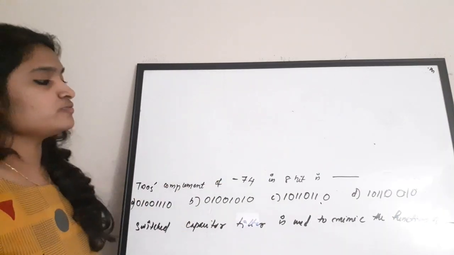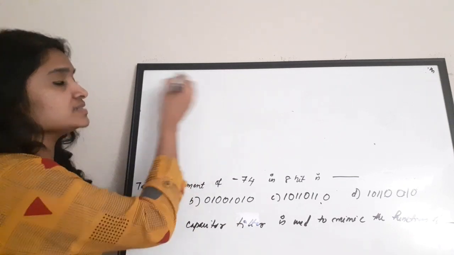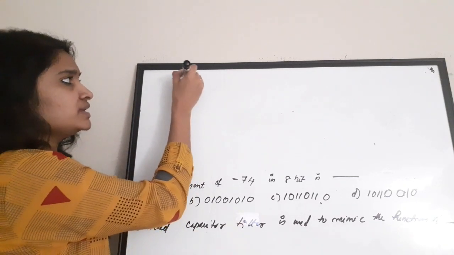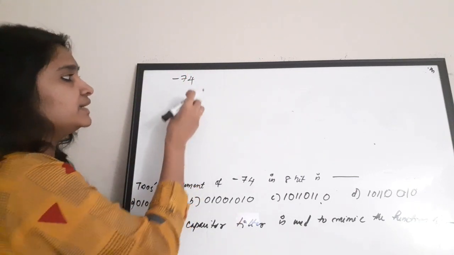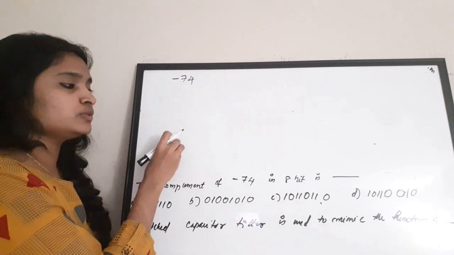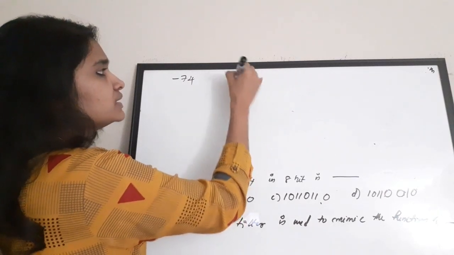What is the 2's complement of minus 74 in 8-bit? So for answering such questions, we need to find minus 74. First find plus 74 in binary 8 bits. Then take the 1's complement, add 1 to it. It will be the 2's complement form. Very simple. I'll do it for you.